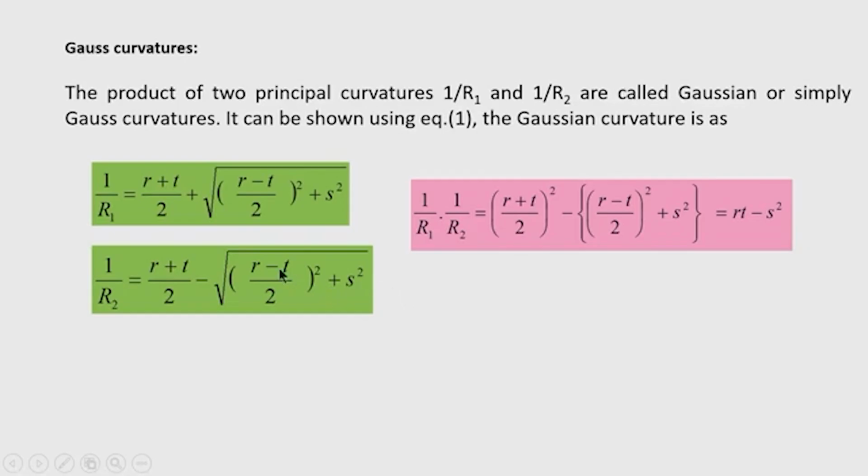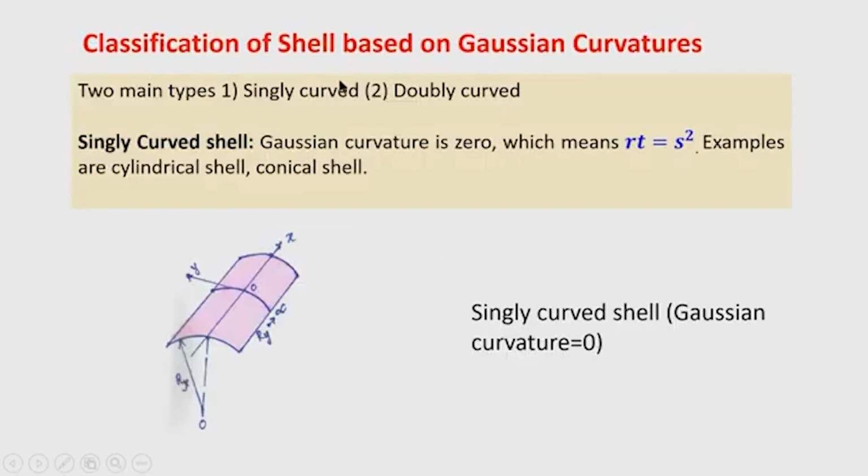What is r? r is the curvature along the x direction, t is the curvature along the y direction, and s is the twist curvature. So, knowing this we can find the Gauss curvature. Now, Gauss curvature is an important parameter which is used to classify shells in different categories. So, we shall now discuss the classification of shell based on the curvature, and especially the parameter Gauss curvature is used to classify the shell.